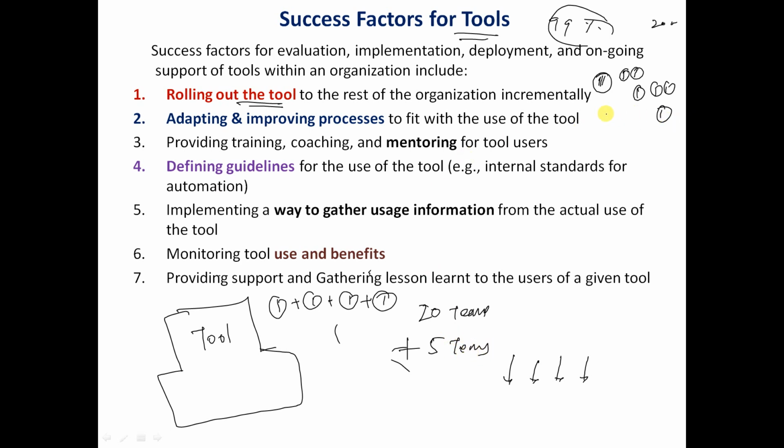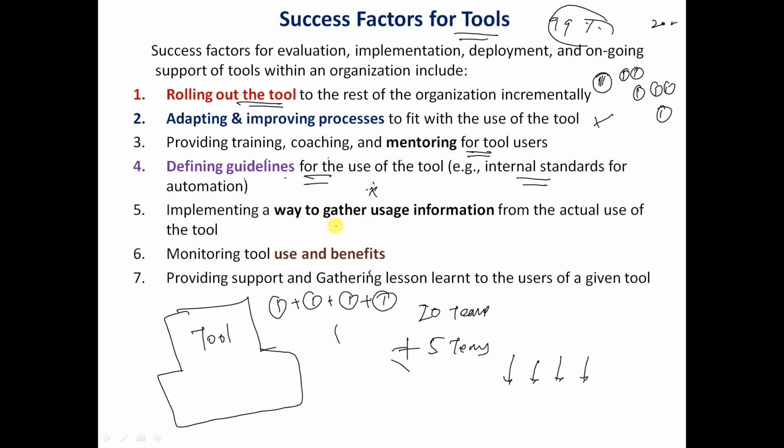That should also be a progressive way of going ahead: providing training, coaching and mentoring for the tool users. As the tool is new to the organization, definitely there should be more training, coaching and mentoring for the tool users. Then defining the guidelines, and the guidelines also should be proper. For example, if the guidelines follow the international standards for automation, definitely you have to follow those.